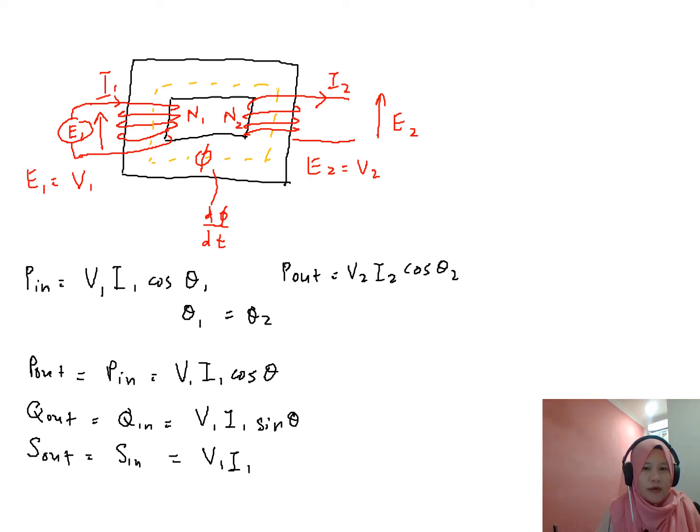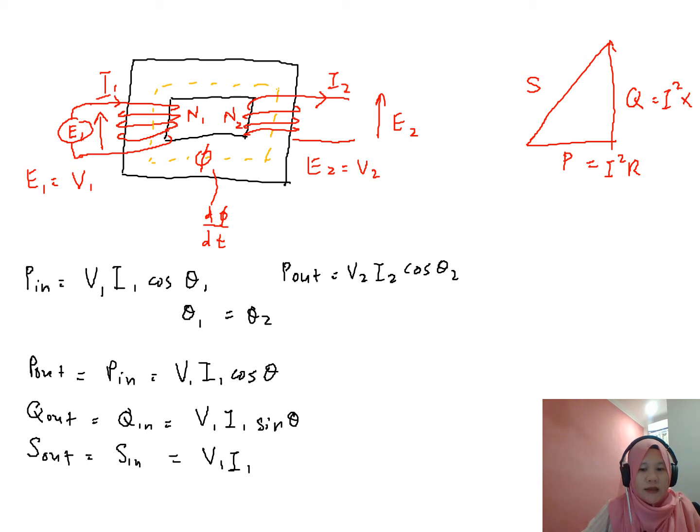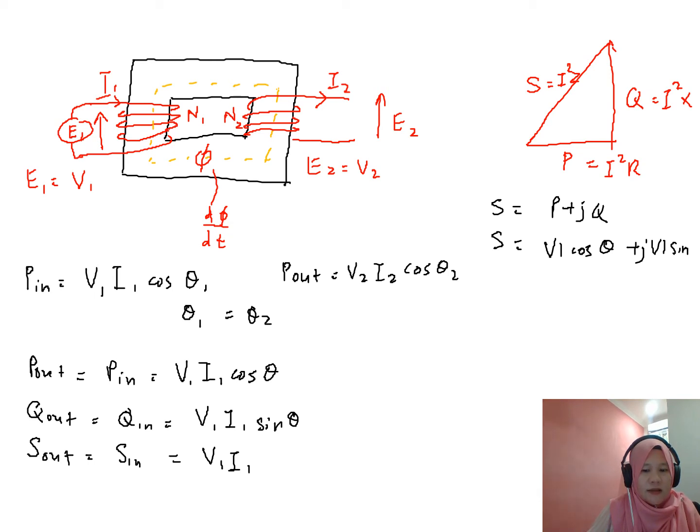Okay, so we can draw the power triangle, which is P, Q, and S, and from here we can obtain that P is equal to I squared R, Q is equal to I squared X, and S is equal to I squared Z. And then by using the power triangle, we obtain S is equal to P plus jQ, which is also equal to VI cos theta for the complex power plus jVI sin theta.